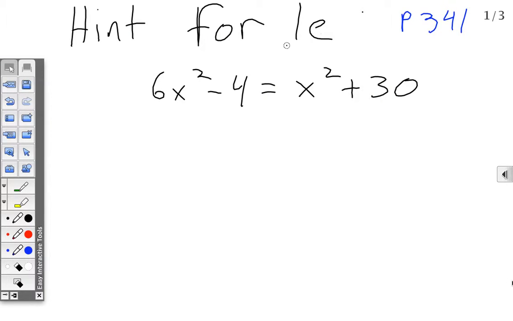Okay guys, let's look at a hint for 1E. There's two things that make this one kind of weird. One is that we got to set it equal to 0 first, and then the other is what the quadratic is like. So let's do the first part.